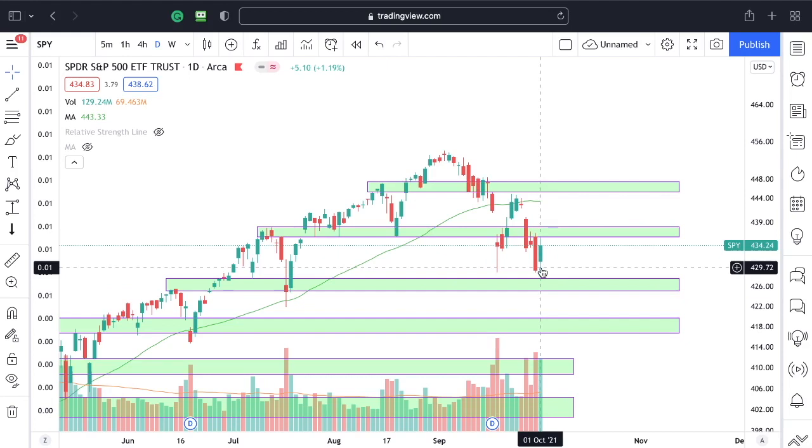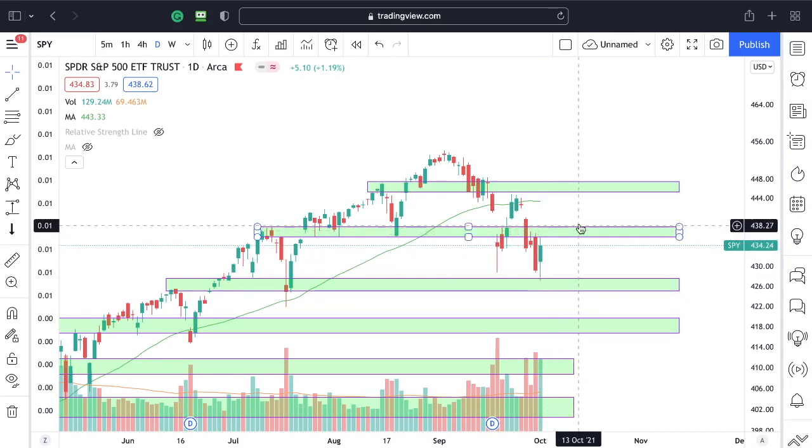If prices of the S&P 500 manage to rally, then the first area of resistance that we'll be taking a look at is over here, between the price level of around $438 to $435. So if prices manage to break above this resistance, then that is one positive sign.